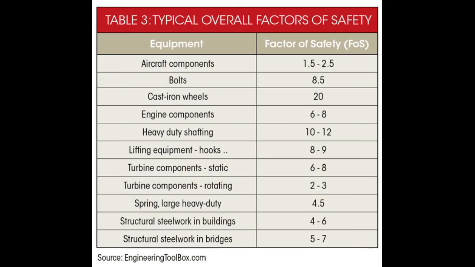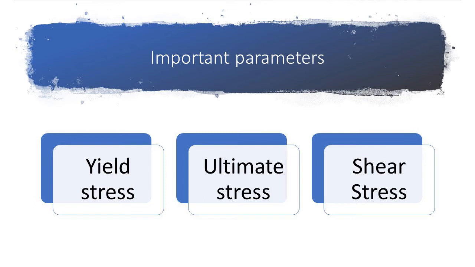Typically, factors of safety for most designs are industry standards, and these are some typical values. There are 3 important parameters which are used to determine the allowable stress and calculate the factor of safety: the yield stress, the ultimate tensile stress, and the shear stress.